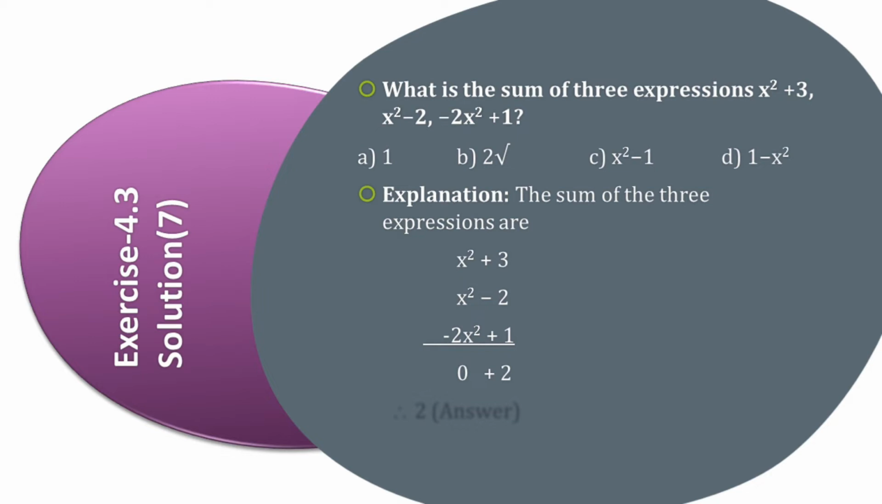After that, as we can see, x square, they are positive signs, so plus and plus would be 2x square, and minus 2x square. So 2x square, and from minus 2x square, if we subtract, we will get 0. Plus 3 plus 1 would be plus 4. And from plus 4, if we subtract minus 2, we get plus and minus, that would be minus. So from 4, if we subtract 2, we get 2, and the sign will obviously be the bigger number's sign. The bigger number is 4, whose sign is plus. That's why plus 2 is the desired answer. Therefore 2 is the answer.